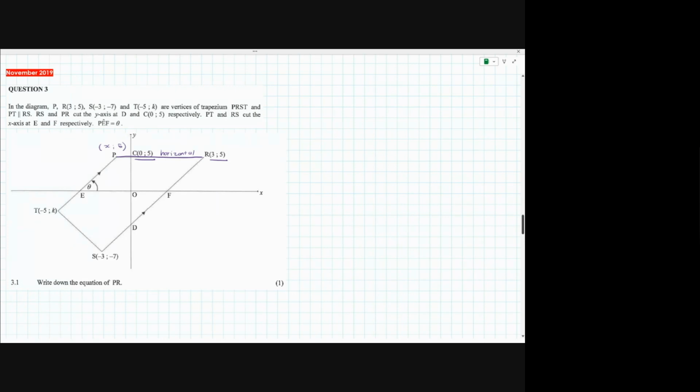Let's have a look at the questions. Right, so the first question says, write down the equation of PR. Look at that. So PR is this horizontal line we've just spoken about. If you think about horizontal asymptotes, it's always y equals. And so this is just y equals positive 5. That's it. Nothing more than that. Okay, that is my equation.